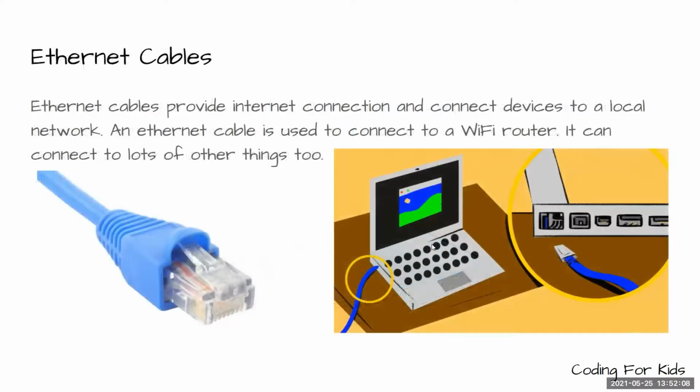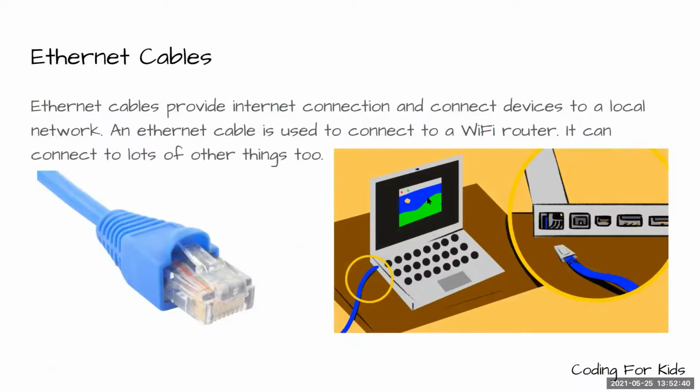Then we have Ethernet cables. Ethernet cables provide internet connection and connect data devices to a local network. An Ethernet cable is used to connect to a Wi-Fi router. It can connect to lots of other things too. I have a picture of an Ethernet cable right here. Data cables, as I was mentioning in the previous slides, are just Ethernet cables. These are the cables you plug in.